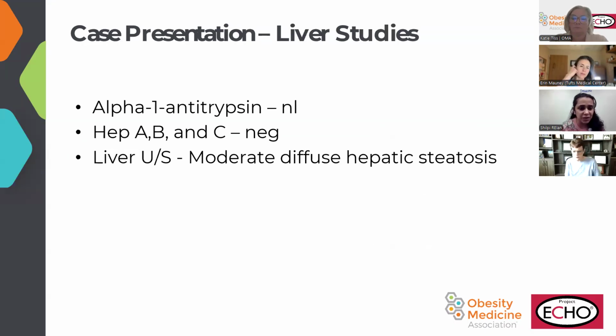These were the labs that were done by our GI specialists. Alpha-1 antitrypsin was normal. The infection panel was normal. Liver ultrasound showed moderate diffuse hepatic steatosis. And other labs like PT, INR, everything else was in the normal range.